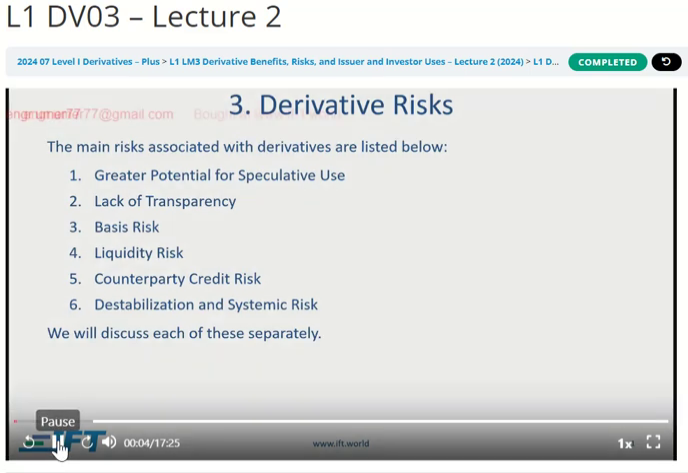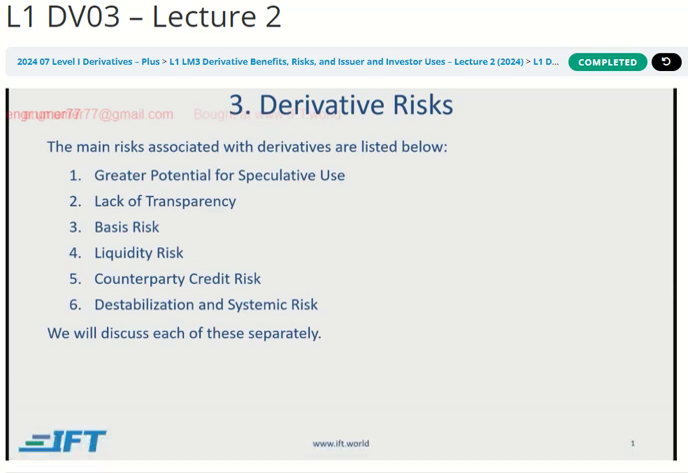Risks. In the previous video, we talked about the benefits. In this video, we're going to talk about the risks. And the main risks are divided across these 6 categories. And we're going to have a separate slide for each of these categories, starting with the first one, which is greater potential for speculative use.